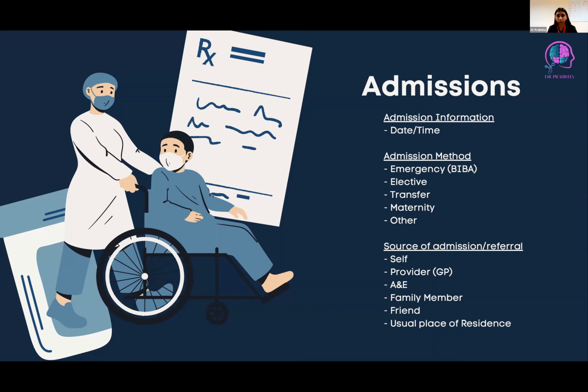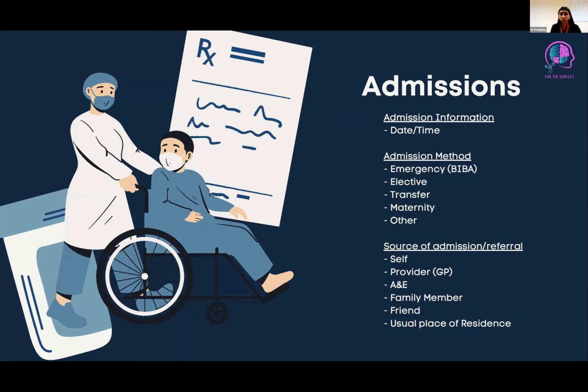So the way that they can be brought into the hospital is emergency. So BFER is a little anagram for brought in by ambulance. It could be other ways of emergencies, maybe ambulance, helicopter, or other services that are similar to ambulance. It could be elective, so it could be planned for them to come to the hospital, maybe for elective surgery or elective procedure, but they may need to go through A&E first to determine their status.